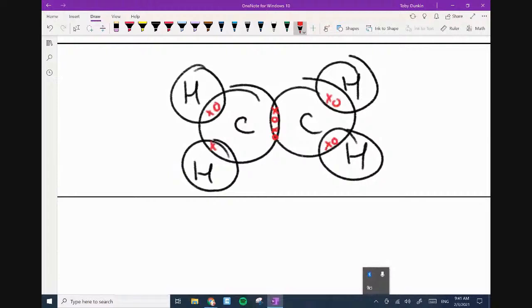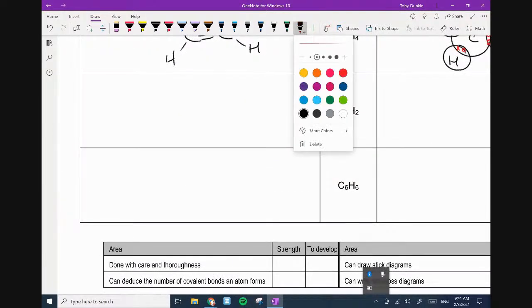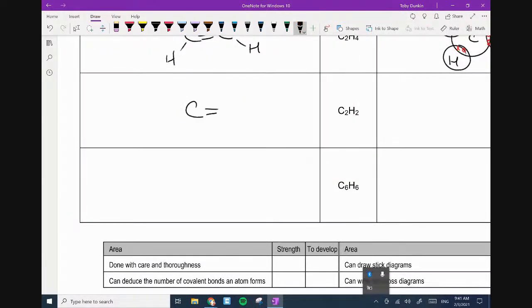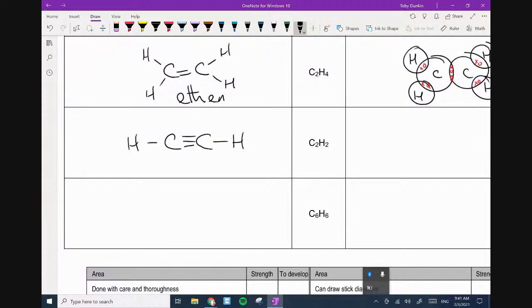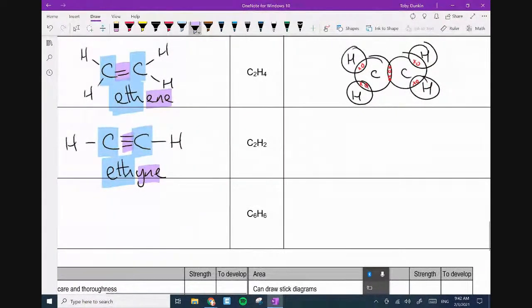Next one, ethyne. I gave you this one in your lesson, which is really nice. Ethyne. By the way, this is ethene, just to color coordinate this. Eth means 2 carbons, and ene means double bond. This one is eth, this one is ethyne. And once again, the eth is for 2 carbons, and the yne is for the triple bond. It's nice to know that.